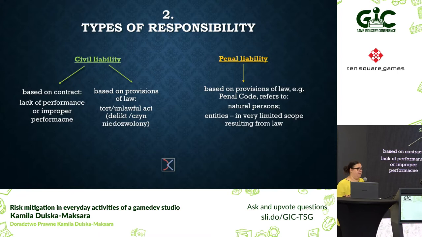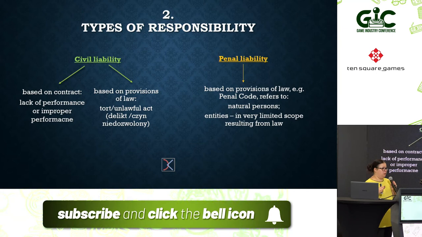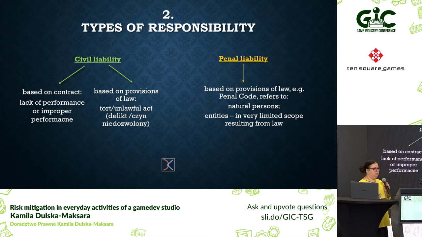The separate thing is the penal liability. This is based on the provisions of law, for example, the penal code, and it refers to a natural person. In general, entities, like companies, are responsible for penal liability in a very limited scope resulting from the law. It's mainly based on the act on liability of collective entities, but of course, none of you will do any crime ever because you are good people. So having that in mind, we can go to the next slide.